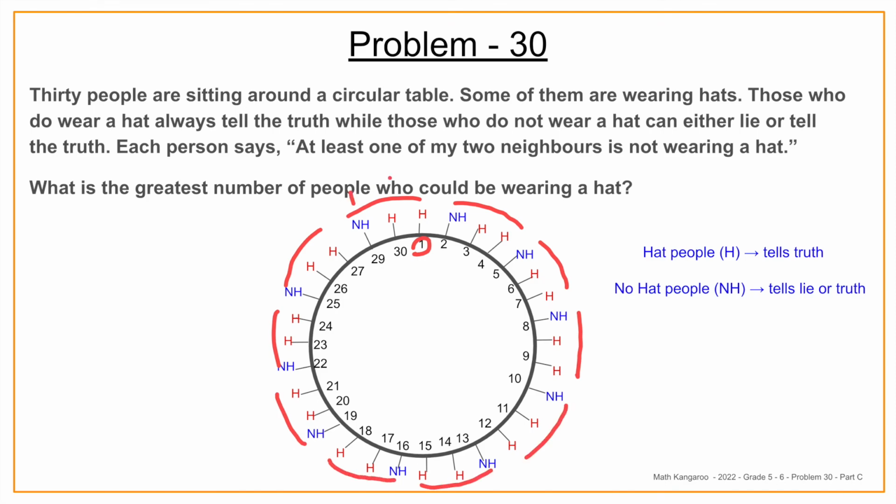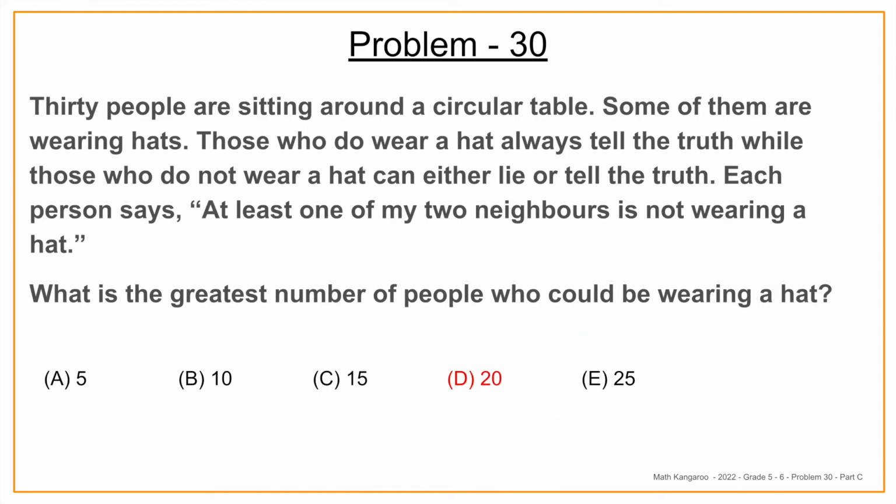So let's mark 1 group, 2 group, 3, 4, 5, 6, 7, 8, 9, 10. So we have a set of 10 full groups. Each group contains 2 hat wearers. So the total number of people wearing hats is 10 multiplied by 2, which gives us 20. Therefore the maximum number of people who could be wearing a hat is 20, which is option D, 20.